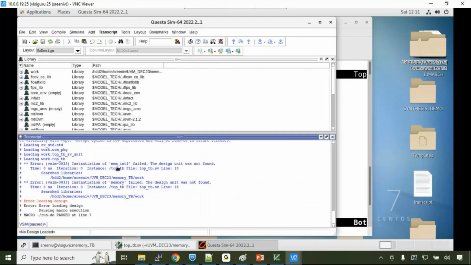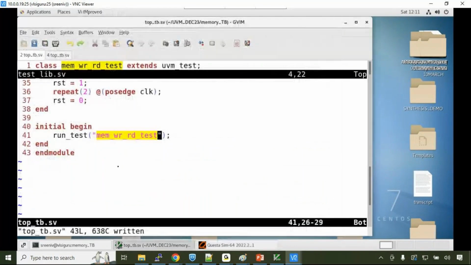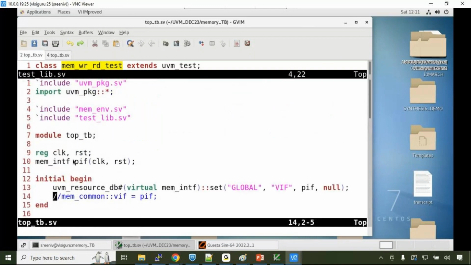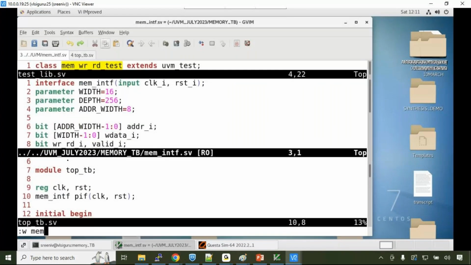Mem interface failed. Okay. You know, right? I'm using mem interface here, but I haven't instantiated it. So what I will do is I'll get mem interface from the other project. I'm not going to develop the interface again. I'm saving it here. Then include it.